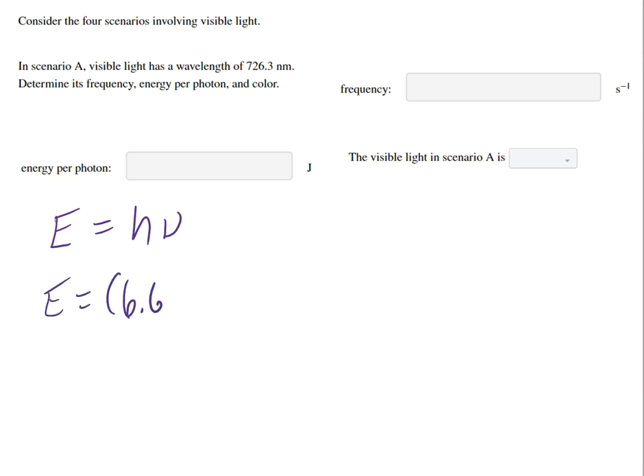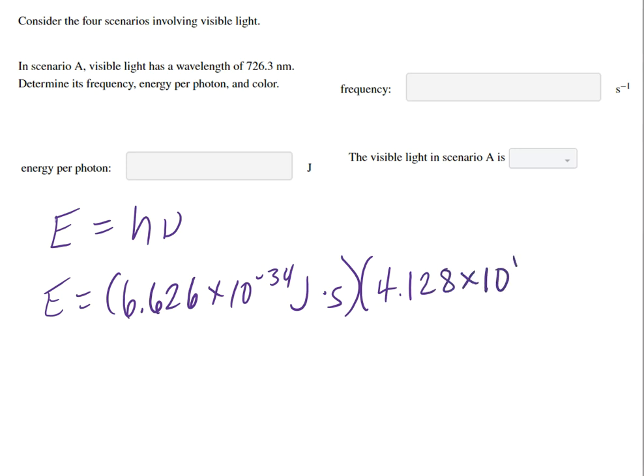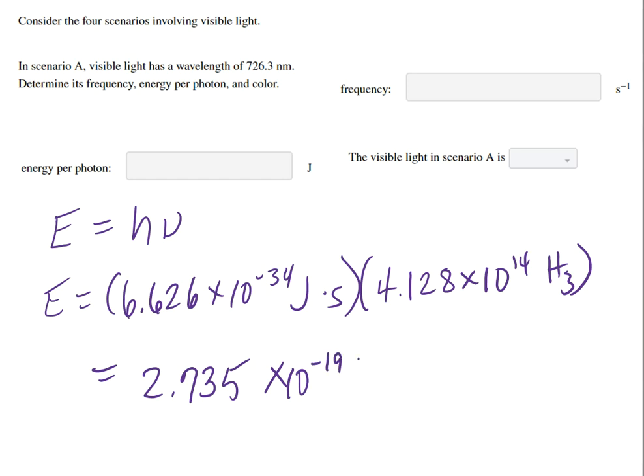So we can solve for E. Planck's constant is always 6.626 times 10 to the minus 34 joules times seconds. And we just determined that our frequency was 4.128 times 10 to the 14th hertz. Once you put those two values in your calculator, you'll then have the energy of the photon. Based on these values, that turns out to be 2.735 times 10 to the negative 19 joules.